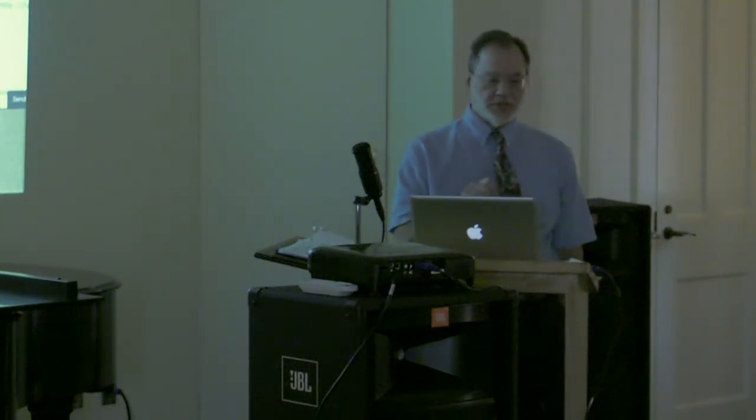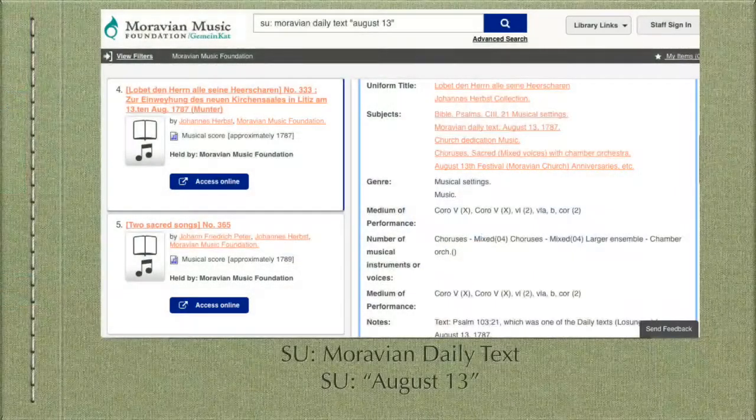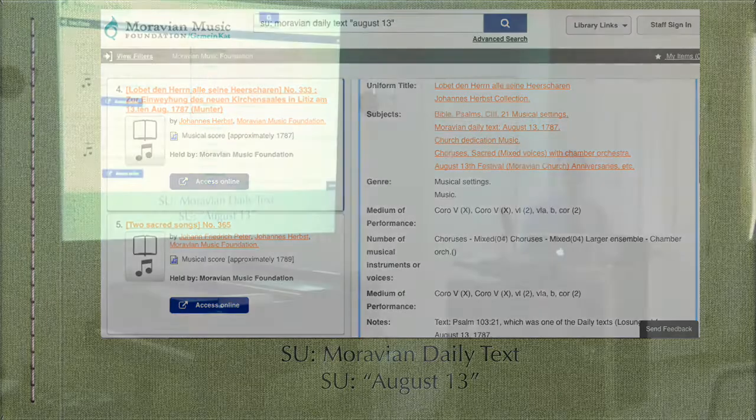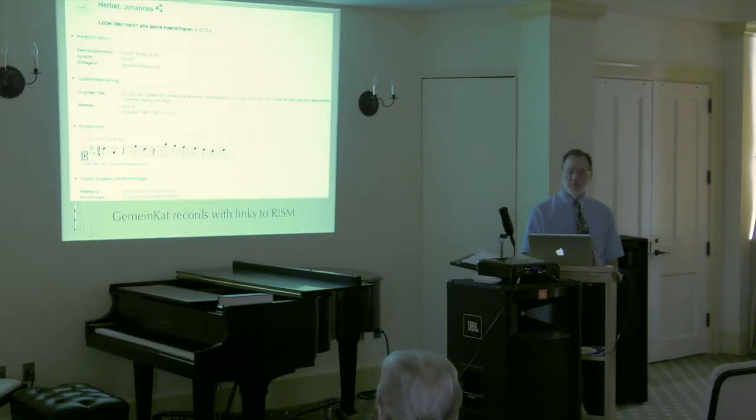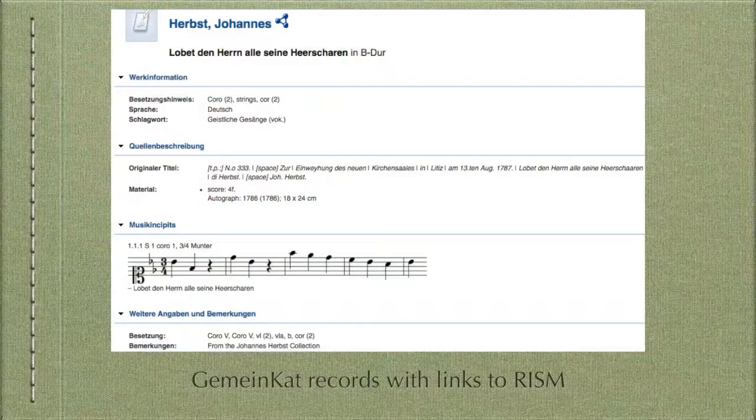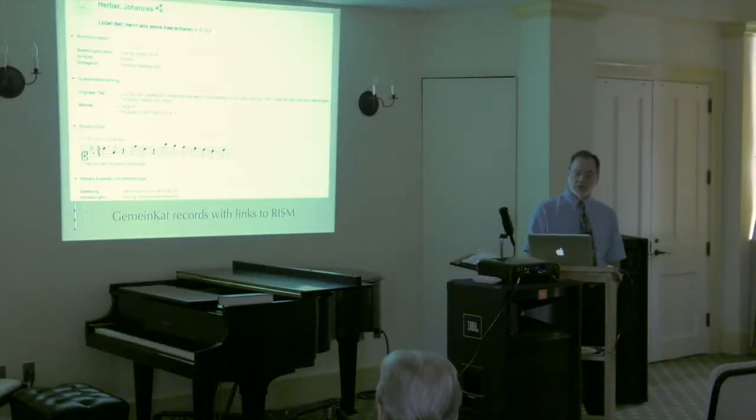Again, if you're looking for something that you want to edit for a specific occasion, like, hey, I'd really like to do something that was originally done for an August 13th celebration, you can search for August 13th. You can search for daily texts for a certain day. We're adding all that kind of information in the records. And again, going from this record, you see the Access Online, that it points to a record in the RISM database.